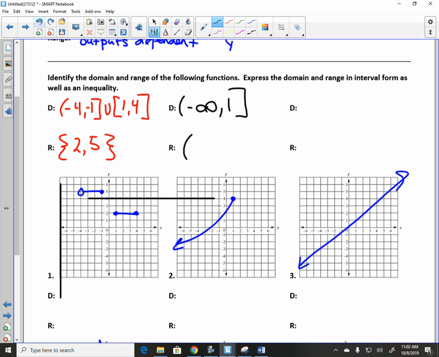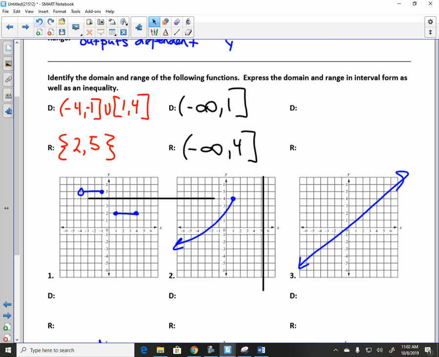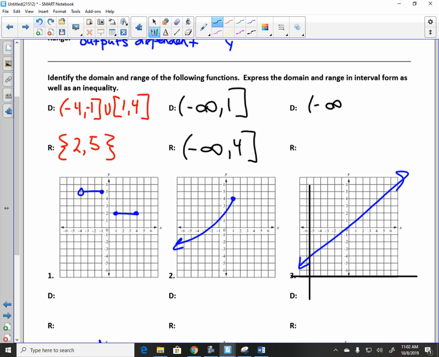Oh, did a really bad job, Mr. Gantz. How about for this guy? Domain? Yeah, how about range? Yeah. Domain negative infinity to infinity, and range negative infinity to infinity.